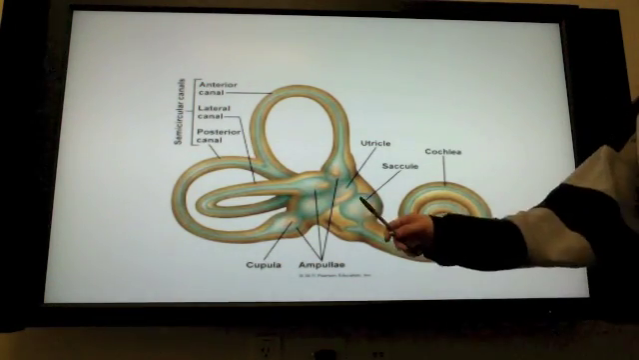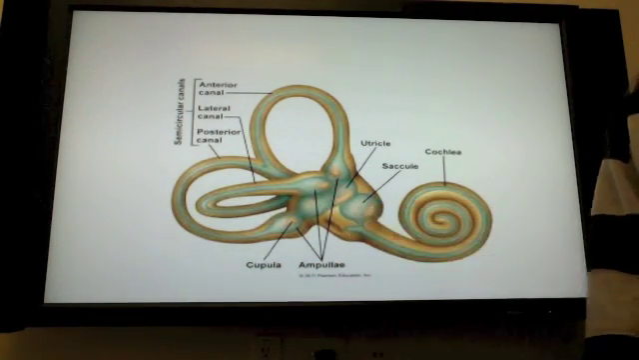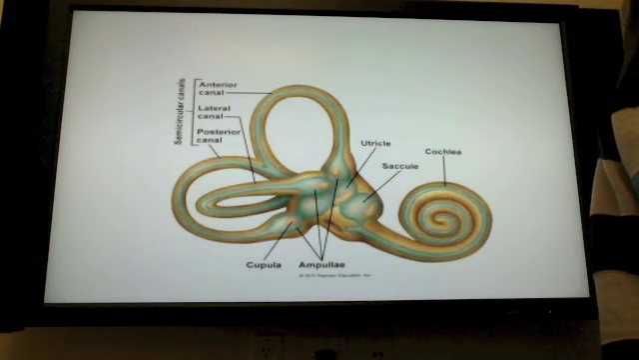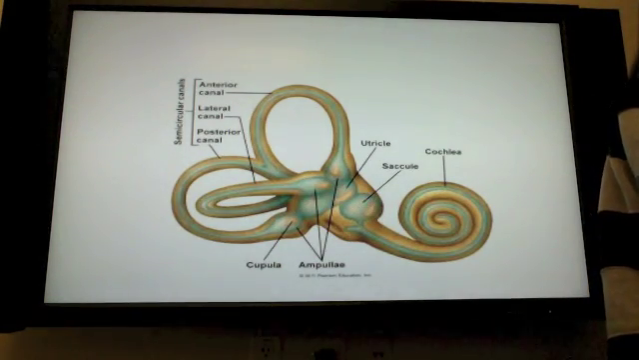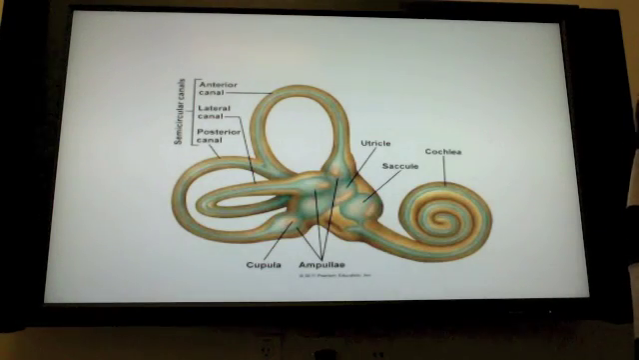Next, we have the utricle and saccule. They contain the end organs for balance, the macula. The macula are responsible for interpreting linear acceleration.